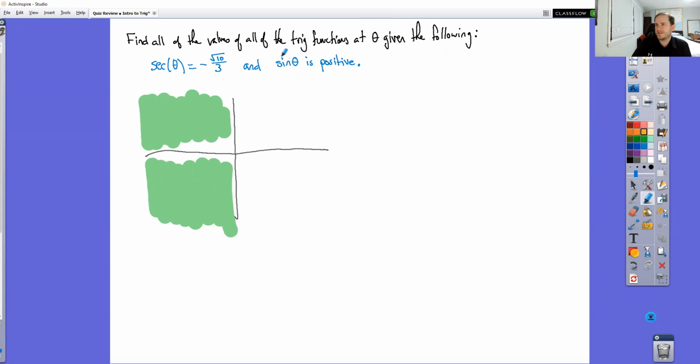Well, then I got a second little factoid over here. It says sine is positive. Sine is y values. y values are only negative here and here. So clearly, once you make this little sketch, quadrant 2 is the only quadrant in which secant is negative and sine is positive. So we know we're working with an angle that lives in quadrant 2. So sketch it in, not with a highlighter.